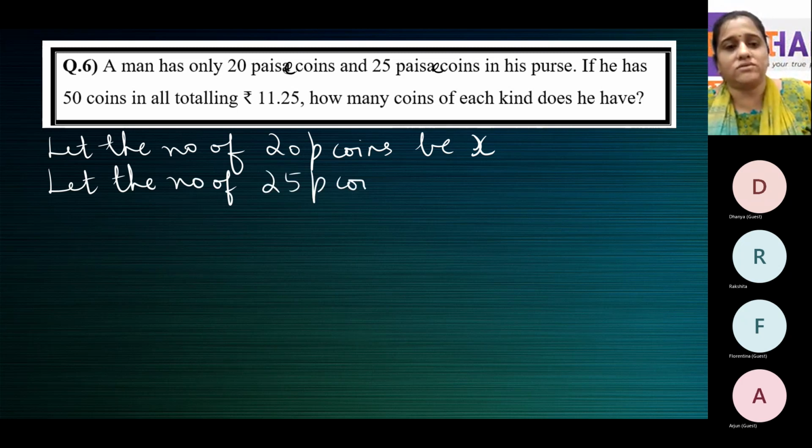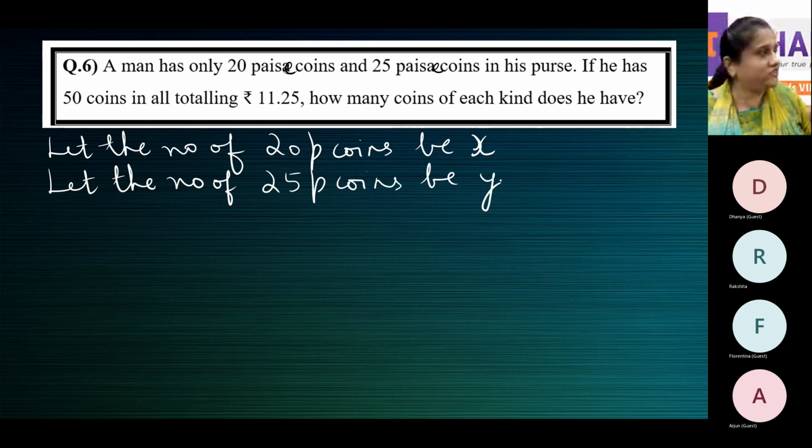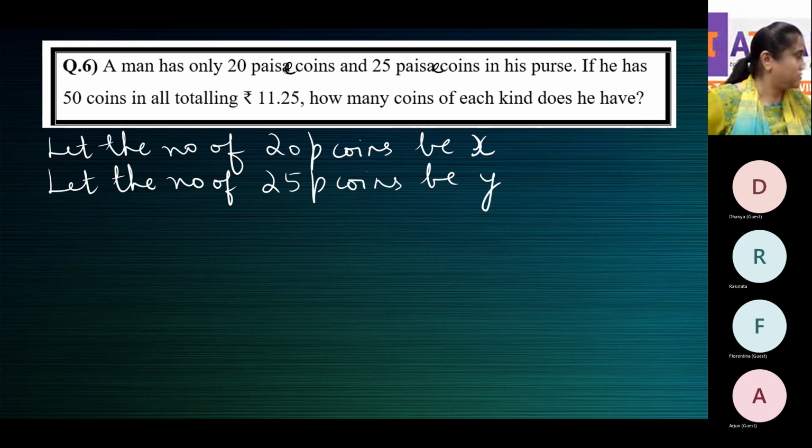25 paise coins be Y. Now, what is this 50? Number of coins. So, Dilipan will tell us the equation. Yes. Total number of coins is 50. So, how do you construct the equation? Very good. X plus Y is equal to 50.